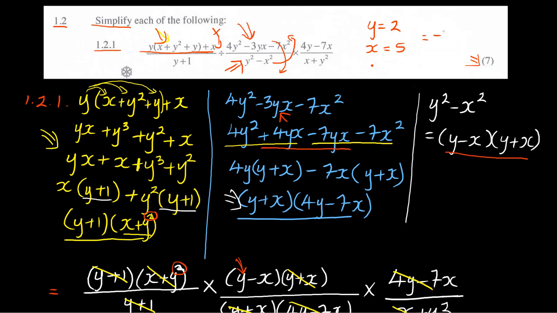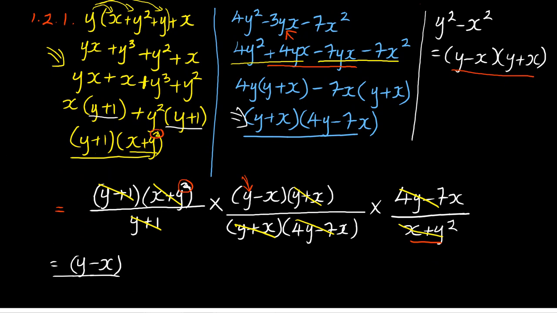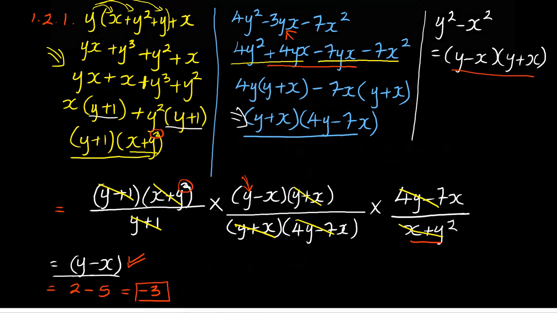So I'm going to come back to my final answer here. Remember, we said my y was a 2, so I can say 2 minus my x, which is a 5, minus 5, I get minus 3. When I'm getting similar answers, it means my answer is correct. That is a way that I use to prove that I did not make an error in the way I was simplifying my answer.